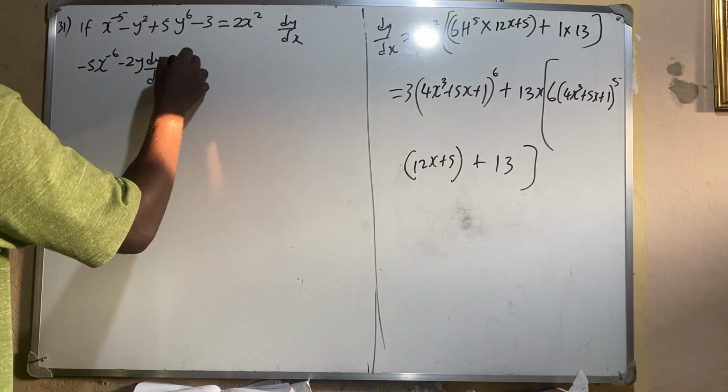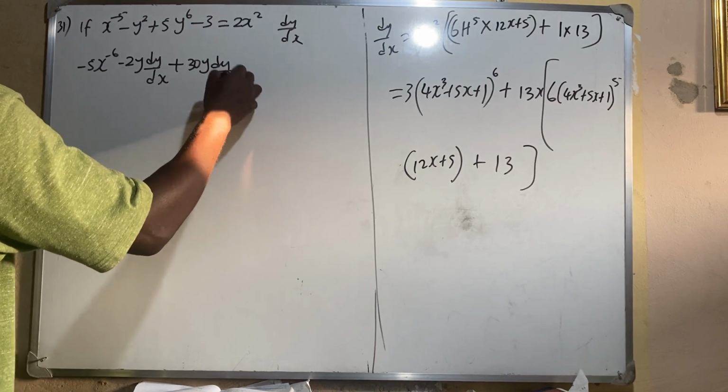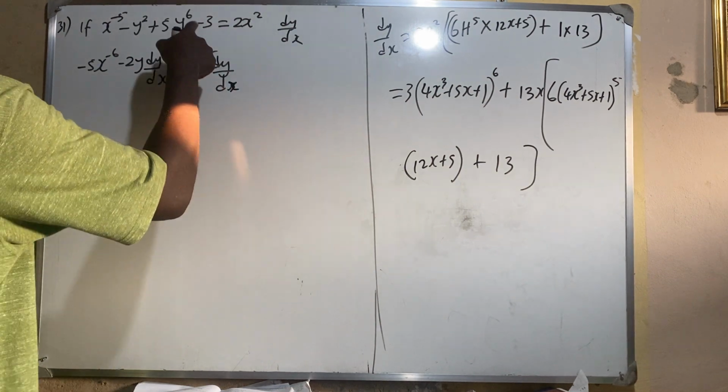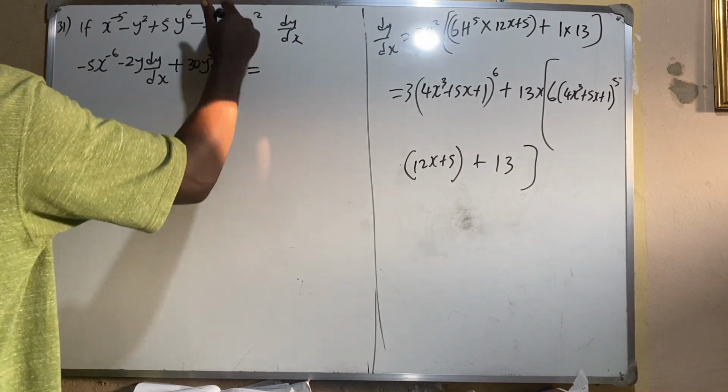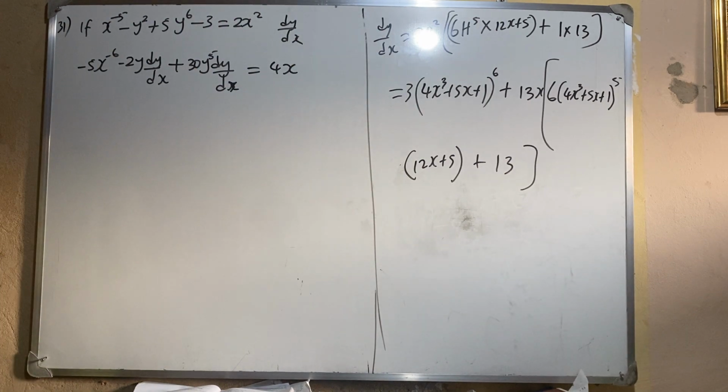This one will give you 30y raised to power 5, I must put dy/dx. Differentiation of a constant is 0. So differentiation of this one will give you 4x. Okay, so leave everybody that has the dy/dx in one place.